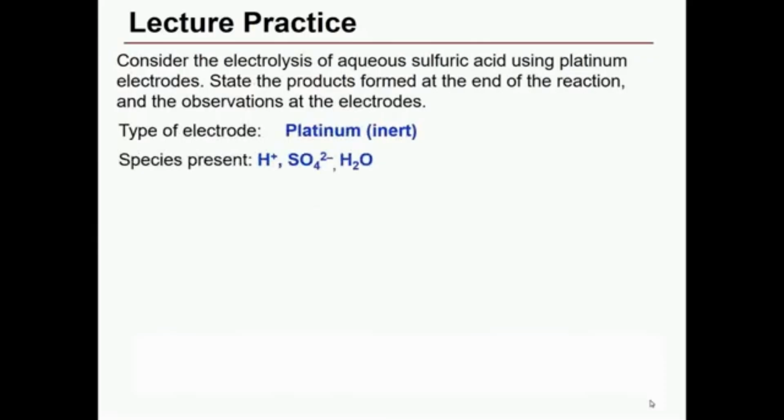So first, we identify the type of electrode used and the species present in the electrolyte. From the question, the type of electrode used is platinum, which is an inert electrode. The species present from the aqueous sulfuric acid electrolyte would therefore be H+ ion, sulfate anion, and water molecule.